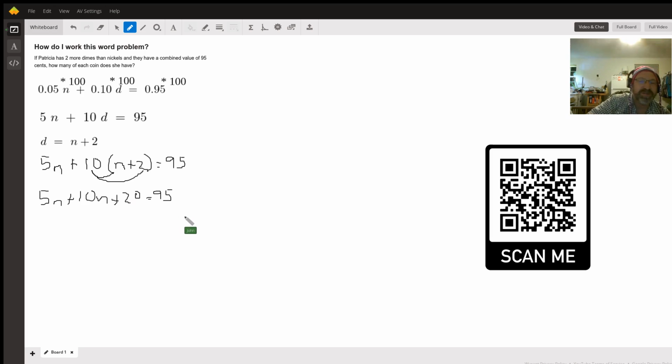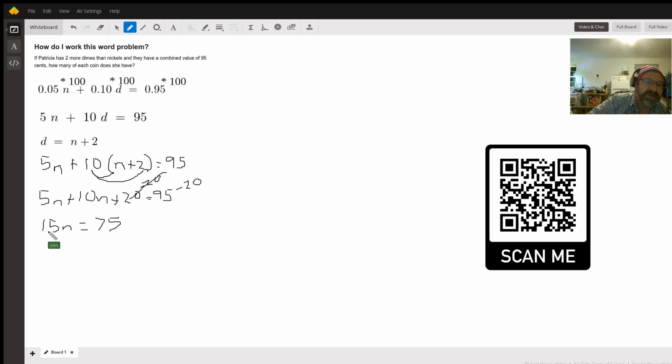Remember, our goal is always to get letters on one side and numbers on the other. So we have to do the opposite of plus 20, which is subtract 20. And if we do it to one side, we have to do it to the other, right? This is going to cancel, and we're left with 5n plus 10n. Well, that's 15n equals 95 minus 20, which is 75.